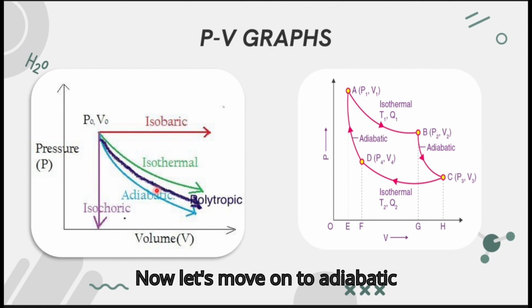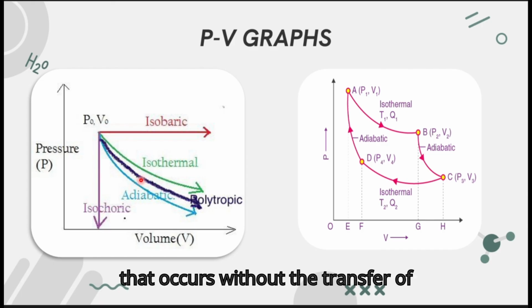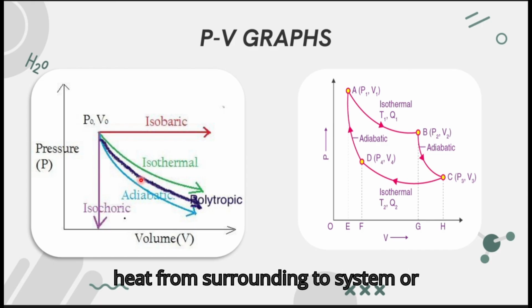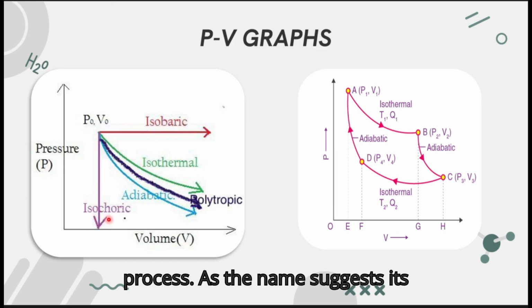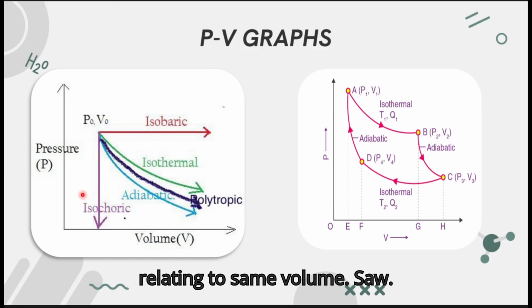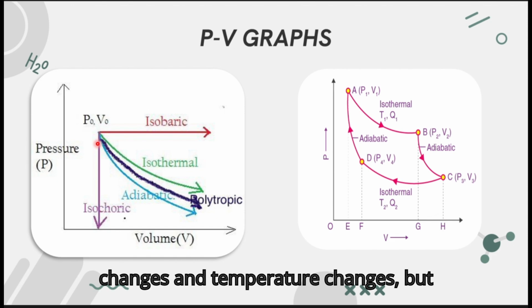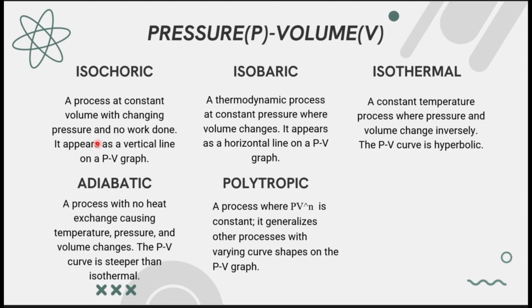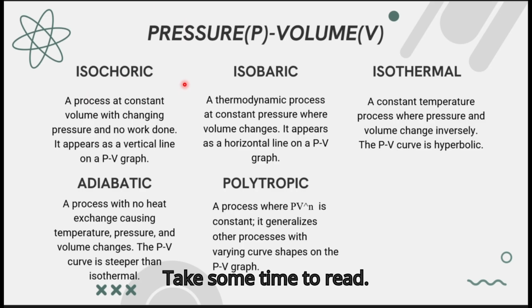Now let's move on to the adiabatic process. An adiabatic process is a process that occurs without the transfer of heat from surrounding to system or from system to surrounding. Now let's move on to the isochoric process. As the name suggests, it is the process in which pressure changes and temperature changes but volume remains constant. Here is the definition of isobaric, isochoric, isothermal, adiabatic, and polytropic processes. Take some time to read.